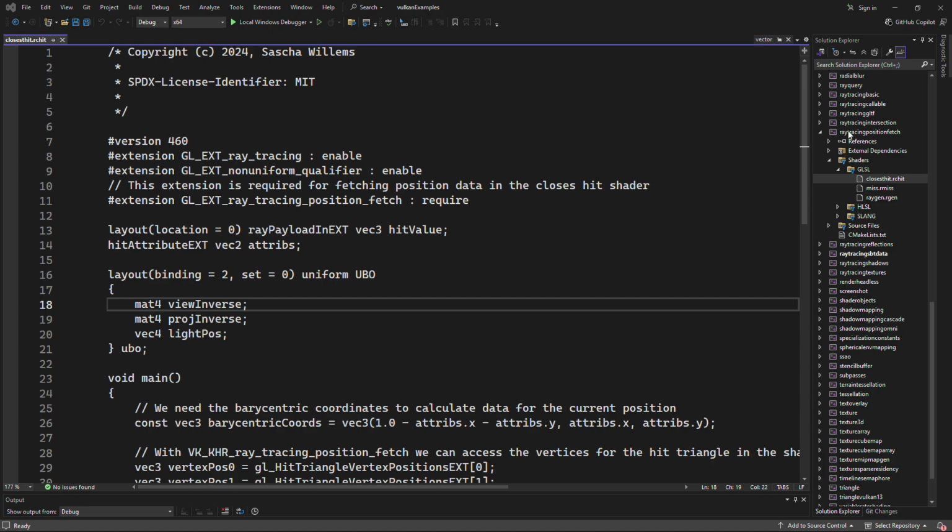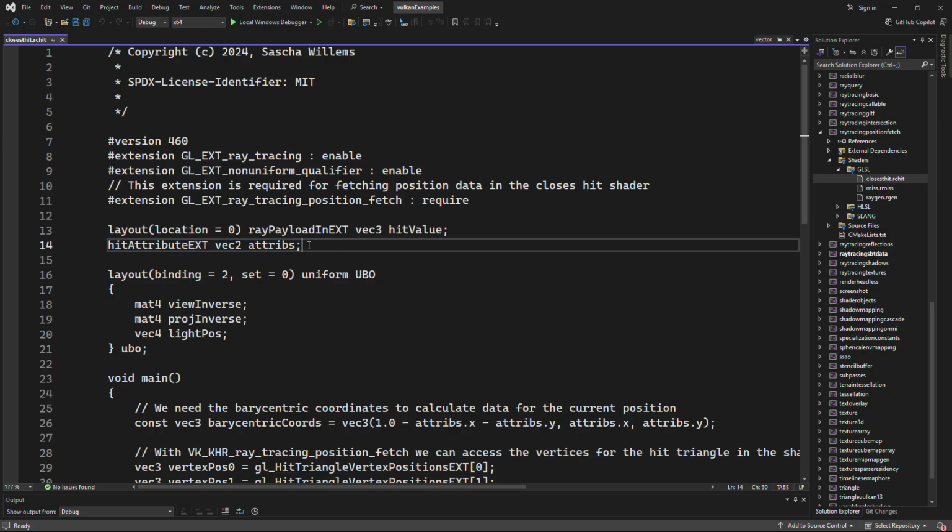So this is the hit shader. I'm in the hit shader in the ray tracing position fetch algorithm, and what I wanted to highlight was this right here: hitAttributeEXT vec2 attribs, okay? This variable is actually the weights passed into us by the GPU. So the GPU gives us access to these weights.